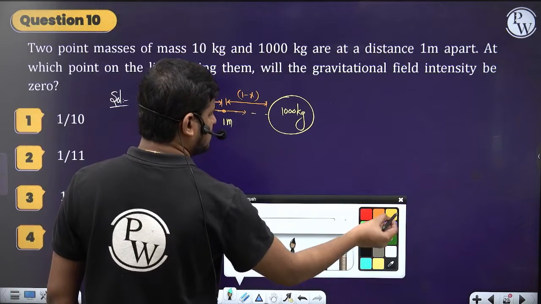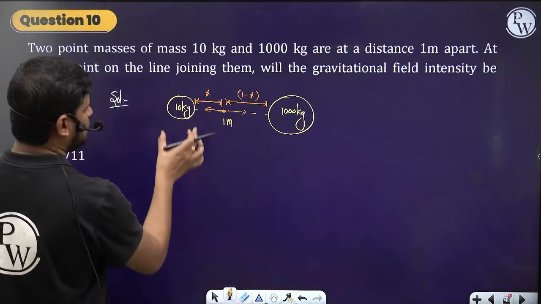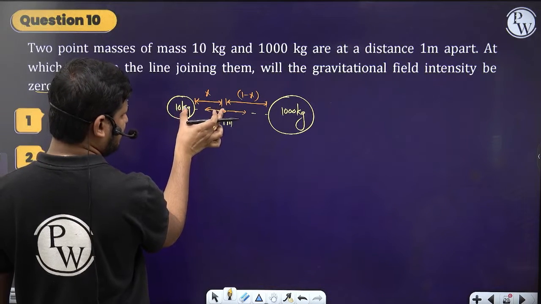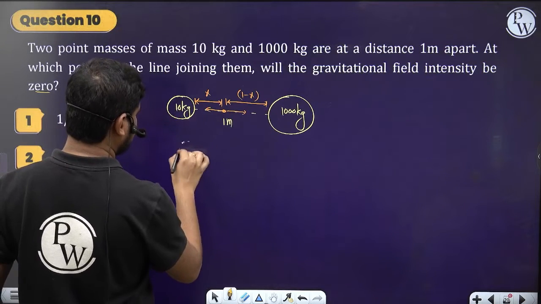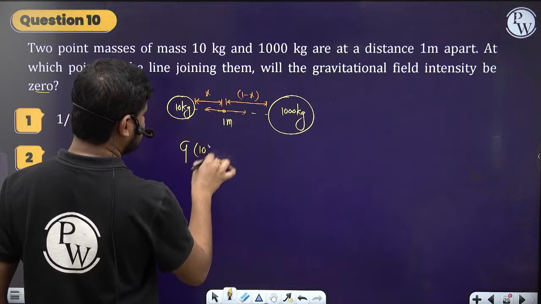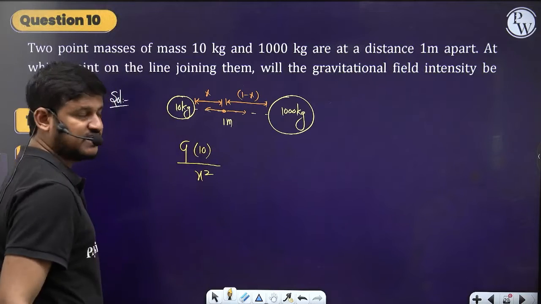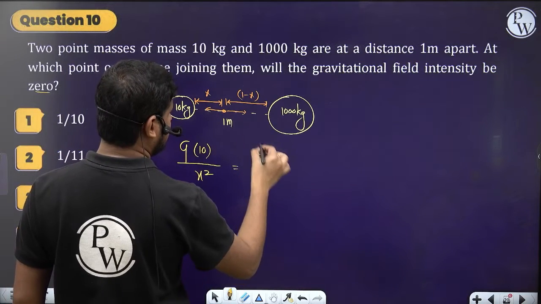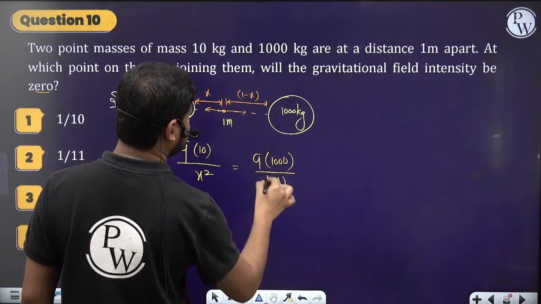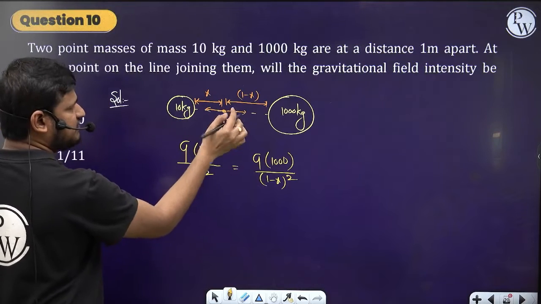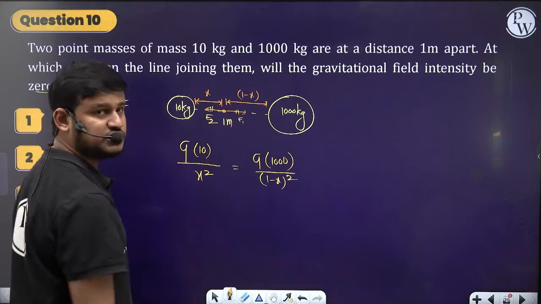Now, they said net gravitational field equals 0. That means the gravitational field due to this mass will be equal to the gravitational field due to the other mass. So I can write G into 10 kg mass by the distance x squared, GM by r squared, right? Here also G into 1000 kg mass by 1 minus x whole squared. Let this gravitational field be E1 and this be E2. So E1 is equal to E2, I am writing.